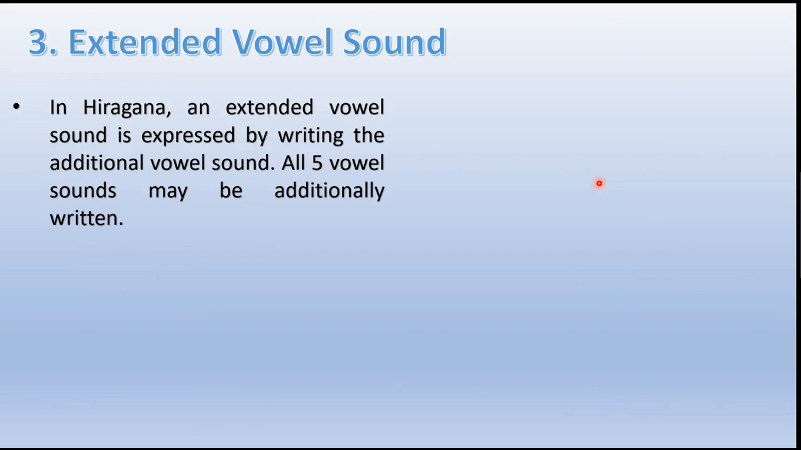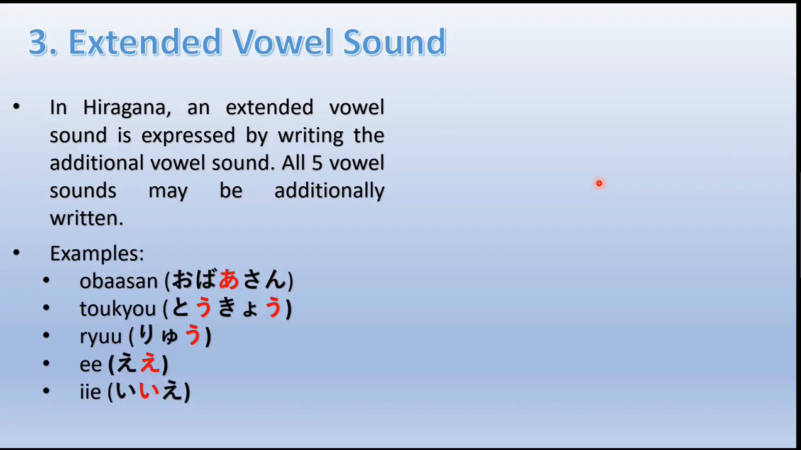Rule number 3 is the extended vowel sound. What is that? Let's see. In hiragana, an extended vowel sound is expressed by writing the additional vowel sound. All the 5 vowel sounds may be additionally written. So what does this mean? Let's look at some examples. Now there is the word obasan, where we can see that this a sound is an extended sound of this ba, obasan. Similarly, Tokyo, Ryu, e, ie. So in each of these words, we have some additional vowels which have been used to express an extended sound.